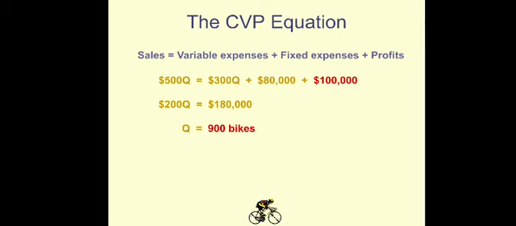And then the total variable cost is $300 times the quantity that you want to find, plus the fixed cost of $80,000, plus the target profit of $100,000. When you solve the equation, you will see that Q equals 900 bicycles. So it means that if the company wants to achieve $100,000 profit, the company has to sell 900 bicycles.